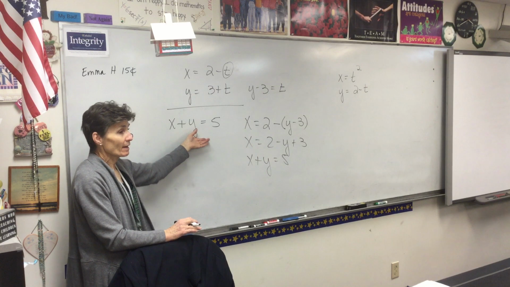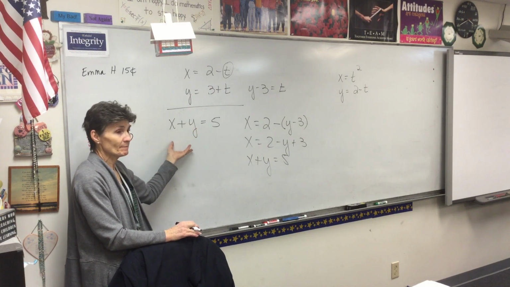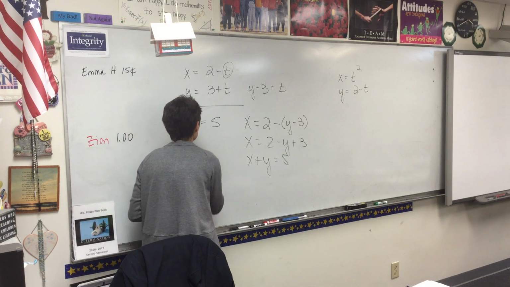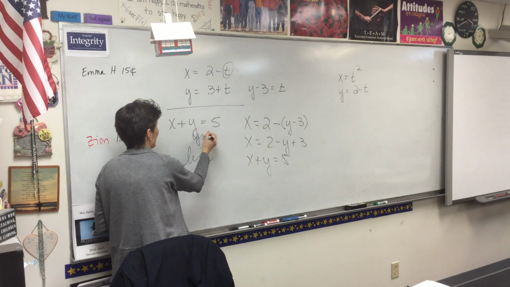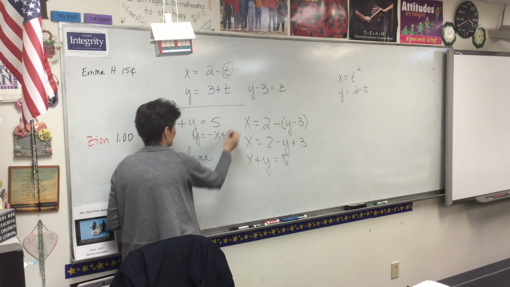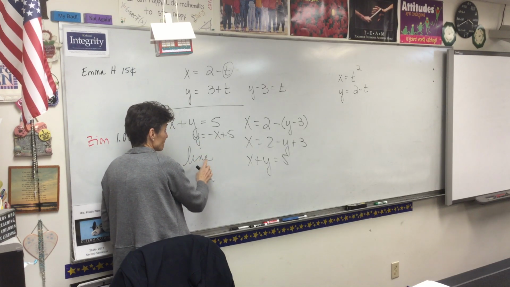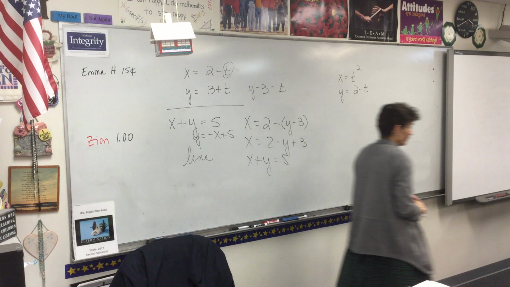Okay, what shape is that? If I graphed that, what would that be? It's a line. That's a line. If you're unsure, think about it as y equals negative x plus 5. Can you see it? y equals mx plus b. That's a line. All right, get your calculators out.